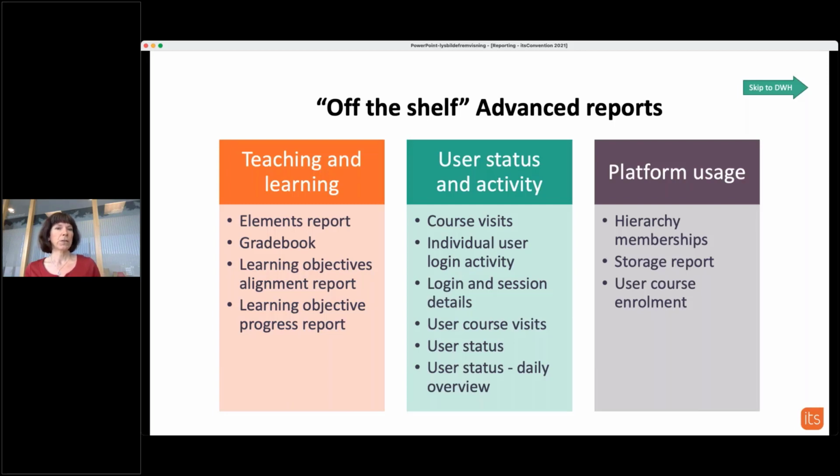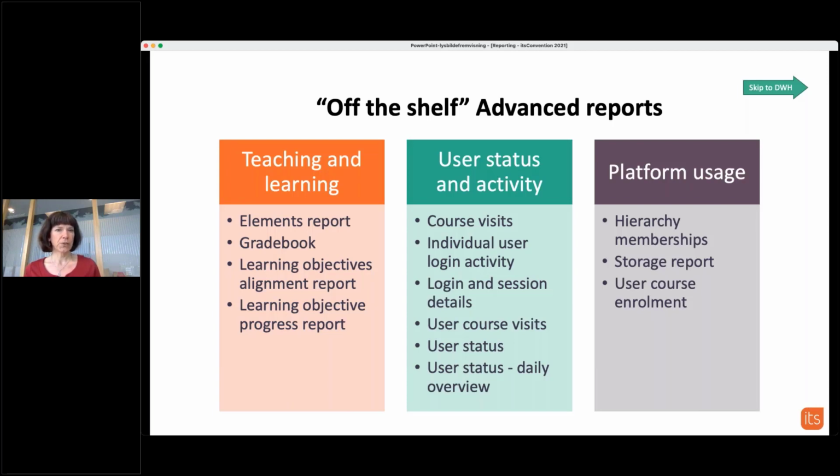There's a gradebook report, which simply lists all assessments. And we have reports on learning objectives, looking at how elements are aligned to learning objectives and how they're assessed towards learning objectives. The next group is about the users.